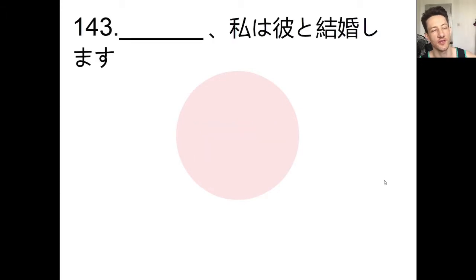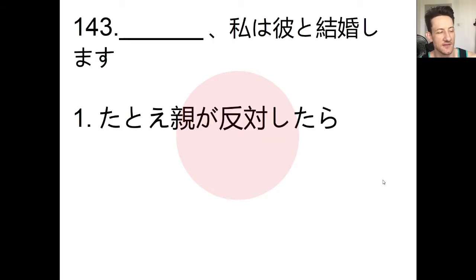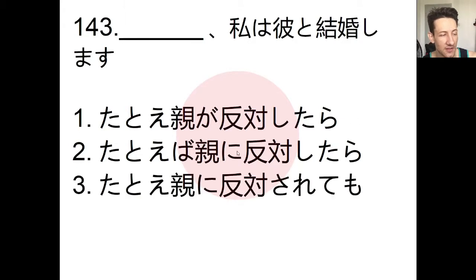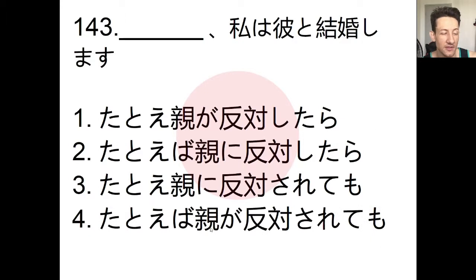Alright, so now we'll take a look at our bunpo, our grammar for today's lesson. Number 143, again filling in the blank. It says, kind of long one, たとえ親が反対したら、例えば親に反対したら、たとえ親に反対されても、例えば親が反対されても、私は彼と結婚します。So which phrase best completes the sentence?